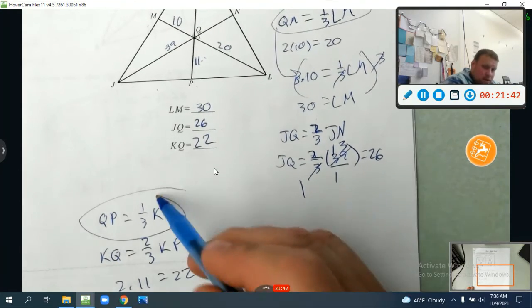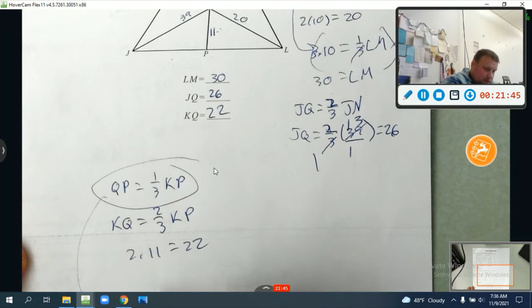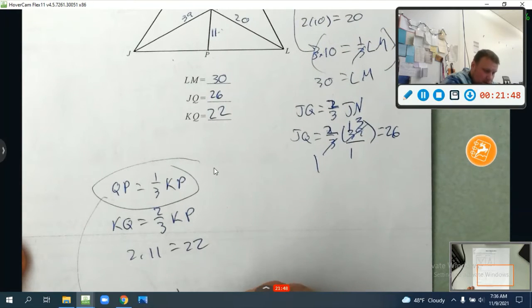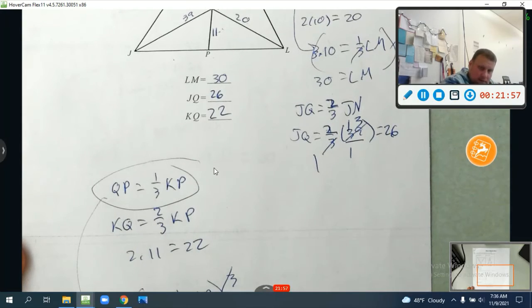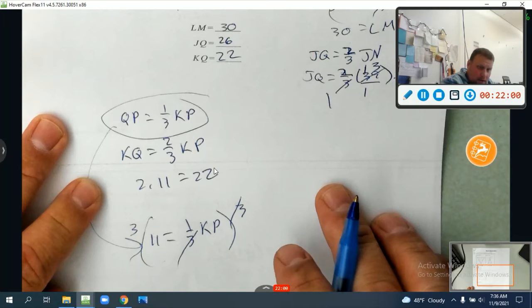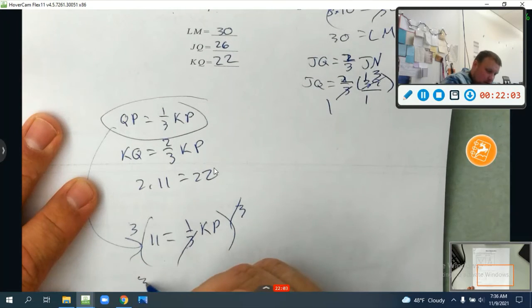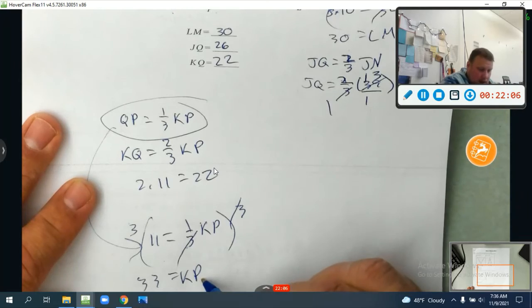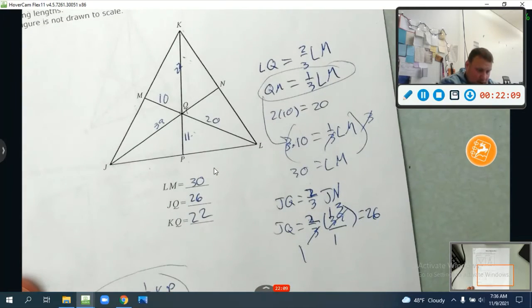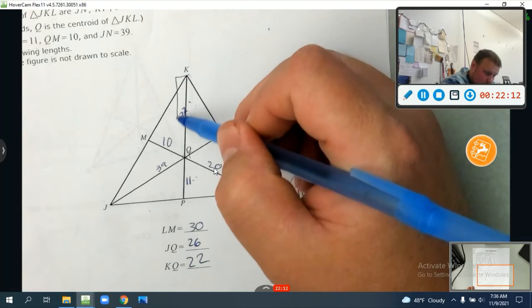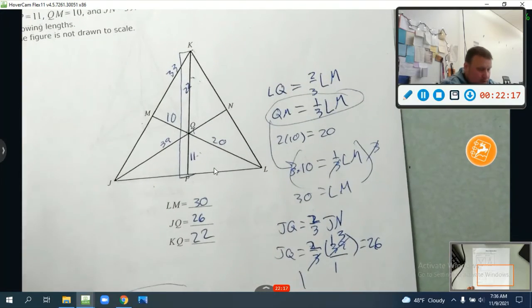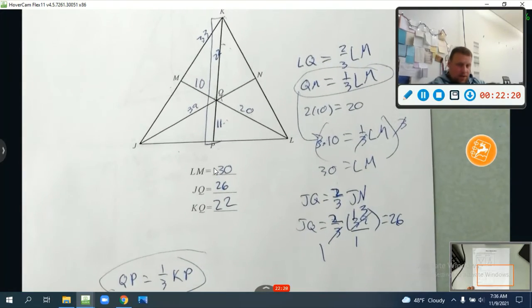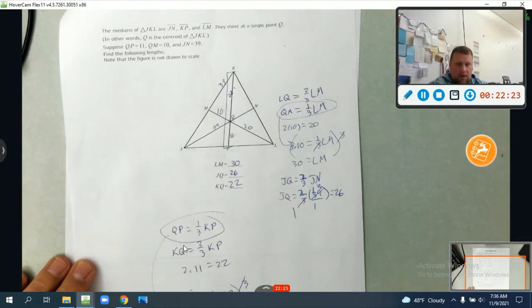I could also have used this, just again to show you different ways you could do it. I could say, if that's true, then I know that QP is 11, which equals 1/3 of KP. Multiply both sides by 3 to undo that third, and I get that 33 equals KP. And if KP equals 33, the whole thing is 33, all the way down. Then 33 minus 11 is 22. So there are different ways you can come about this, but lots of great stuff. Should you have that down? If you have any questions, let me know.